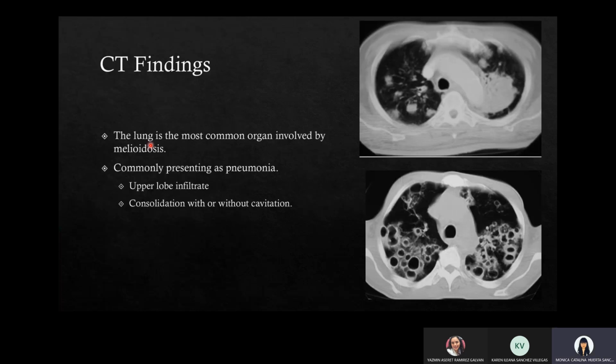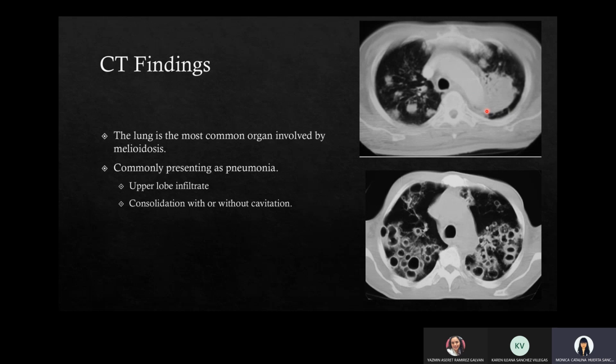On the CT findings, as we already said earlier, the lung is the most common organ involved by melioidosis, with pneumonia as the most common clinical radiological presentation, accounting for about half of the cases of melioidosis. But as I already said earlier, many of the patients come asymptomatic. As we can see here, as part of a pneumonia process, we can see a very large hypodense area that has a little bit of bronchogram in its interior, and a part of the consolidations.